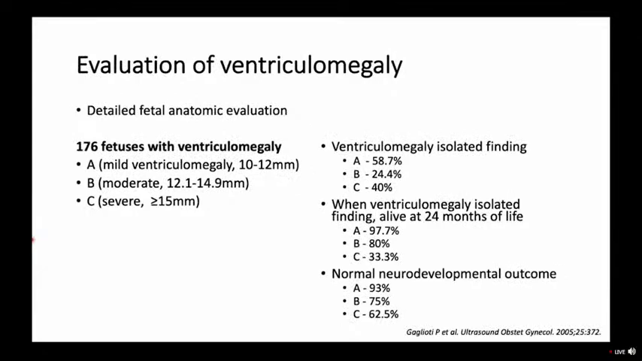Let's talk about the outcomes based on severity. A study by Gaglioti, 2005, of 176 babies with ventriculomegaly in utero: A, mild, B, moderate, C, severe. Was the ventriculomegaly an isolated finding? Is it the only thing? If it's mild, most of the time, over 60% of the time, that is the only finding. As it becomes moderate, though, no, it gets more common. You're going to start to see other birth defects.